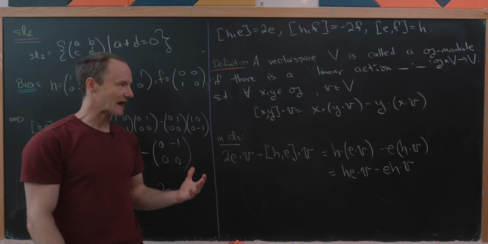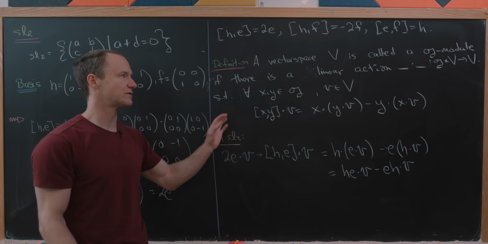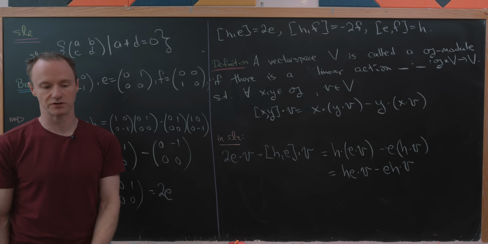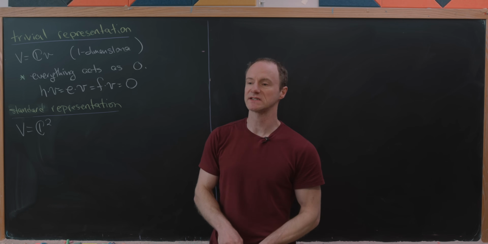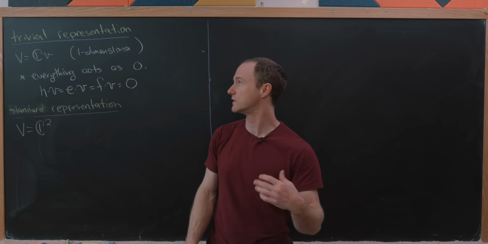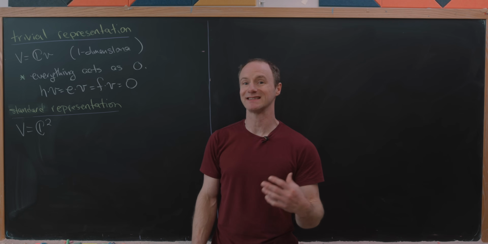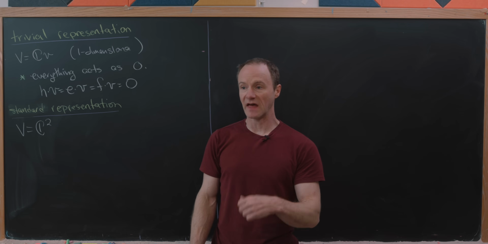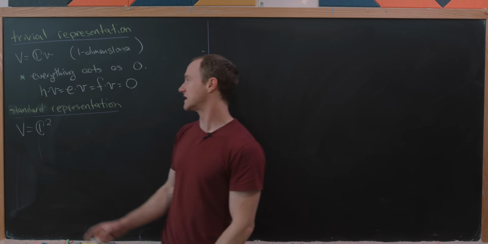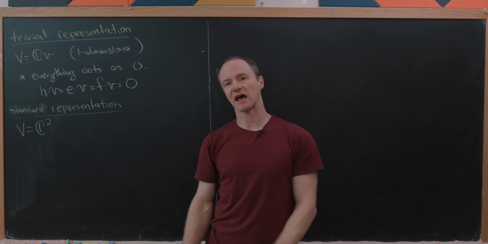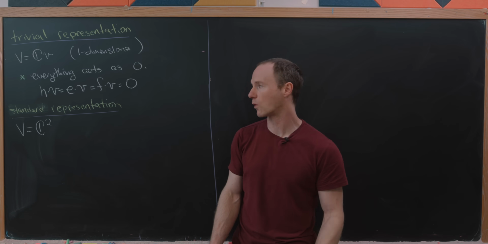And now we can state our main goal, which is to classify all finite dimensional irreducible representations of SL2. And let's start with some really simple examples. Now let's start with the simplest example of a representation of SL2. It's the so-called trivial representation. So it's one-dimensional, which means it's spanned by a single vector, and then everything acts on that vector as 0. So H dot v is the same thing as E dot v, which is the same thing as F dot v, which is 0. So this is so simple that it's kind of boring.